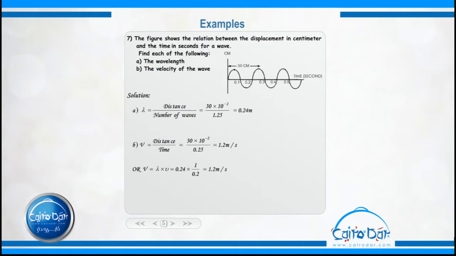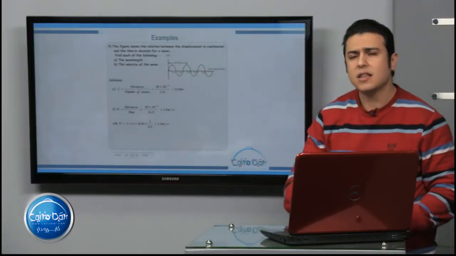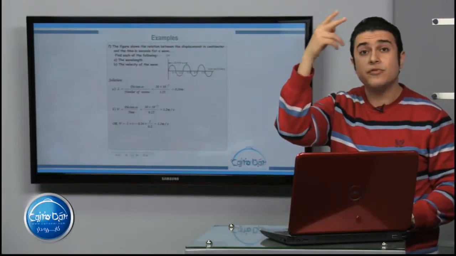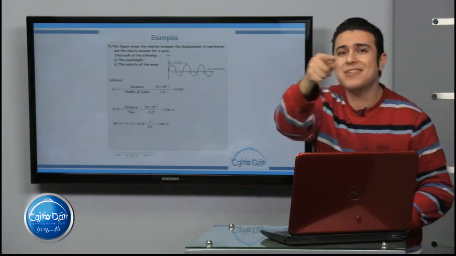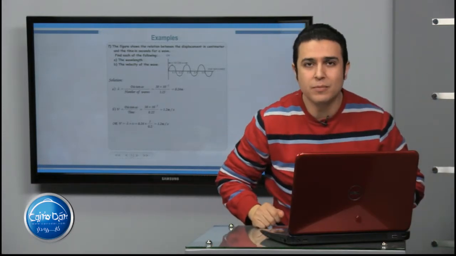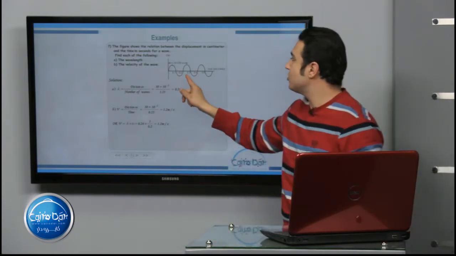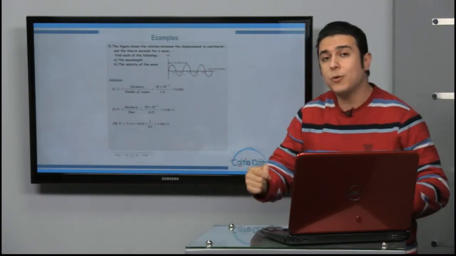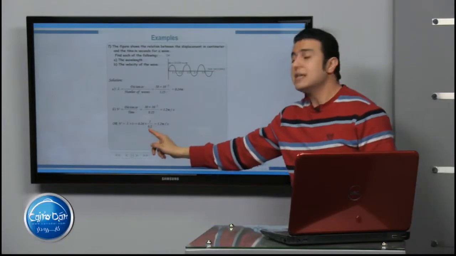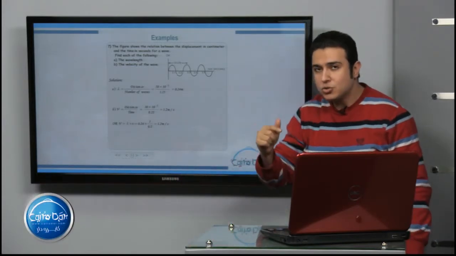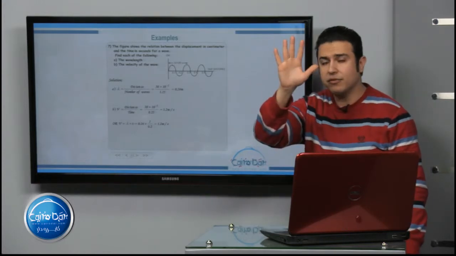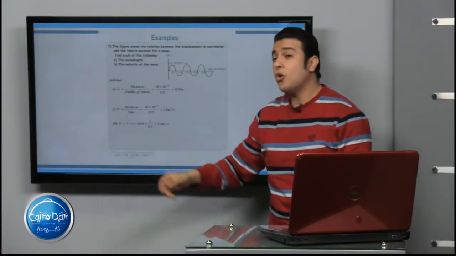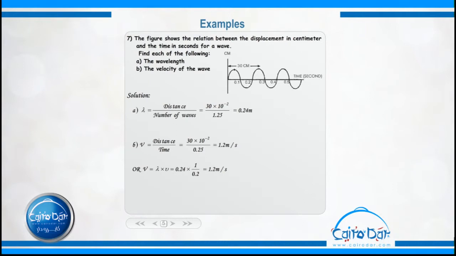second. Another solution for the wave velocity: velocity equals lambda times nu. We have here lambda 0.24 meter times nu. How can I get nu? Nu is the frequency. Frequency equals 1 over periodic time. Here the periodic time is 0.2 second. So 1 over 0.2 is the frequency, which means 5 hertz. So 5 hertz times 0.24 will be 1.2 meter per second.